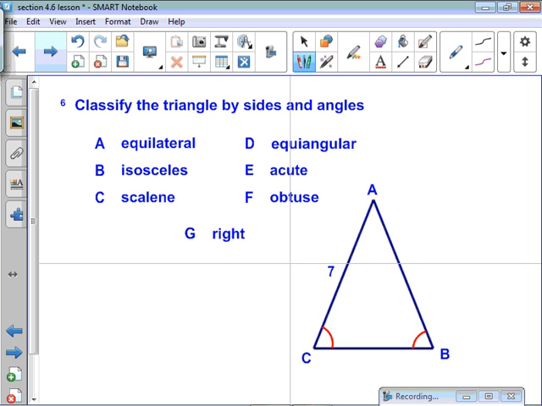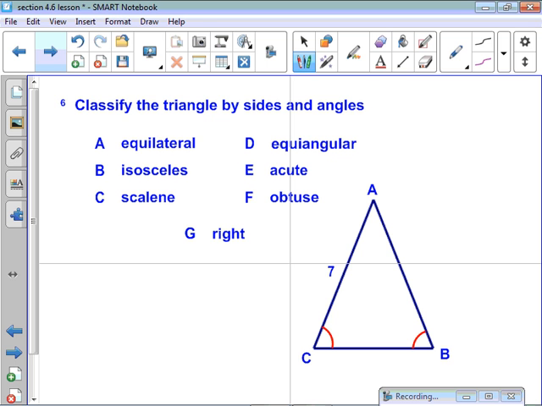Classify the triangle by sides and angles. Okay, we are going to use all of the theorems and the corollaries that we have learned here, and we are going to go through these next couple slides and figure out what we actually know about each of these triangles. What we want to do first is label everything we can.